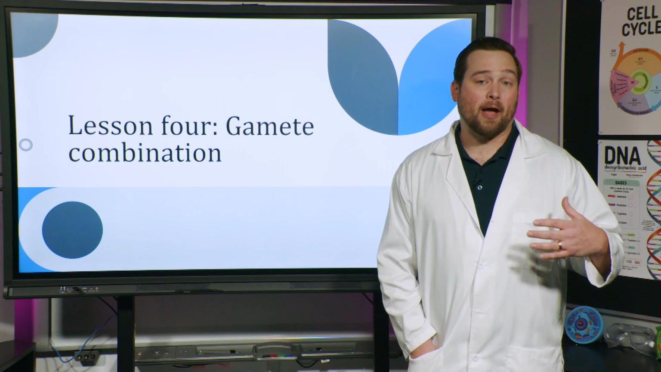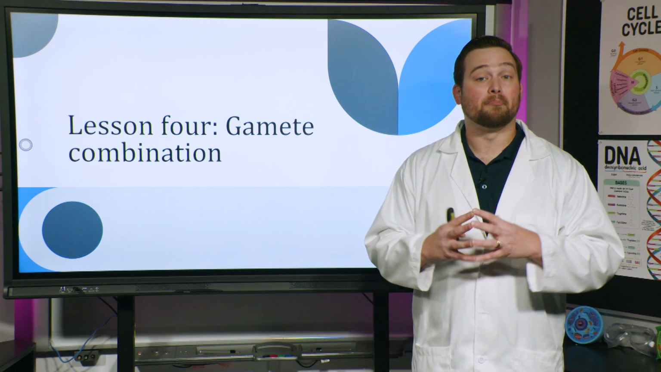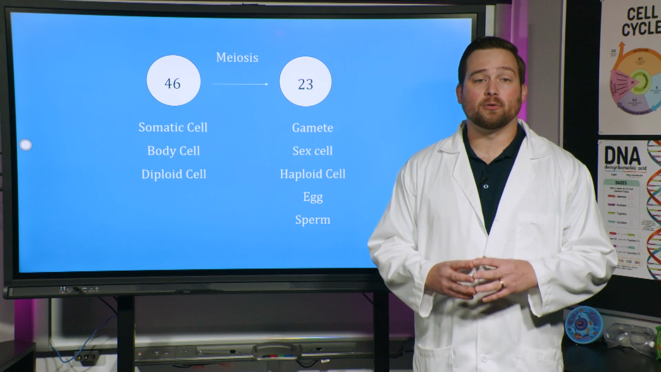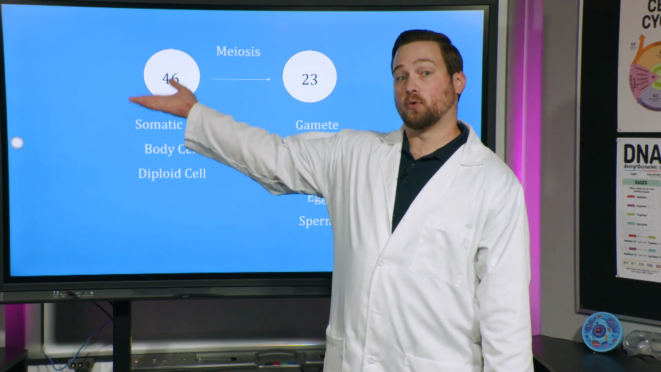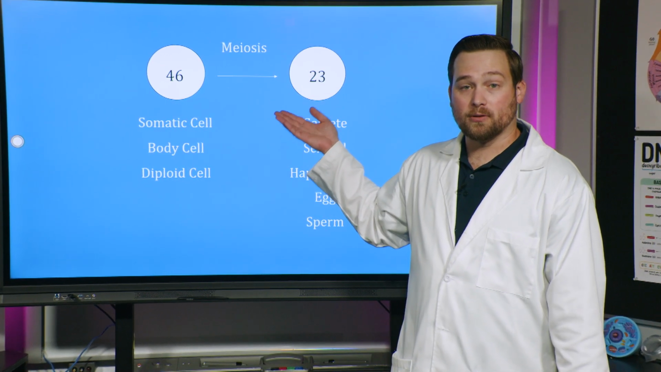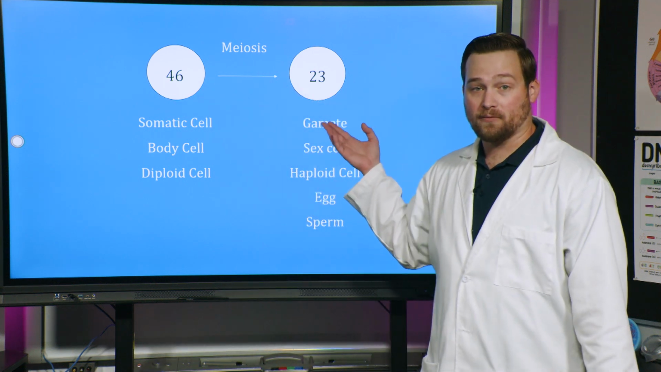Okay, so we're talking about a process called fertilization, and this is when your gametes come together or combine. So let's go ahead and hop into it and see what's going on today. Okay, so let's look at these two cells. Over here I have a cell that has 46 chromosomes. Here I have a cell that has 23 chromosomes. I want us to think of some words that we can use to describe either one of these cells.